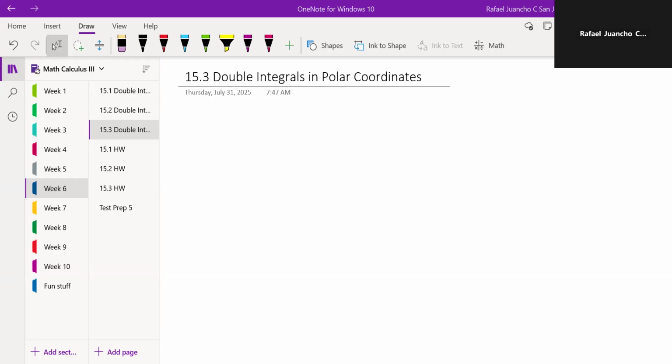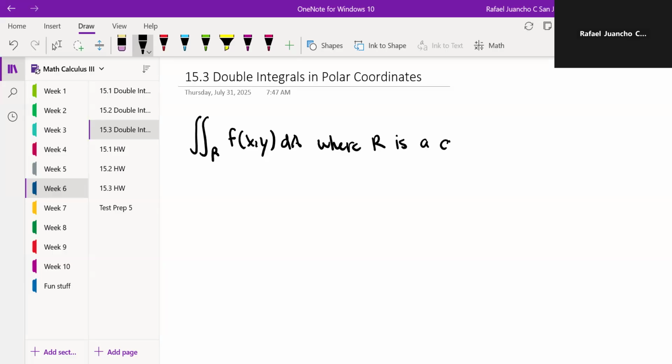And so, let's hop right into it. Suppose we want to evaluate some double integral where this region R is a circular disk. So let's say we have this double integral. However, R is a circular disk. Then how would we solve that? The region is a circle, and let's say it's centered at the origin.